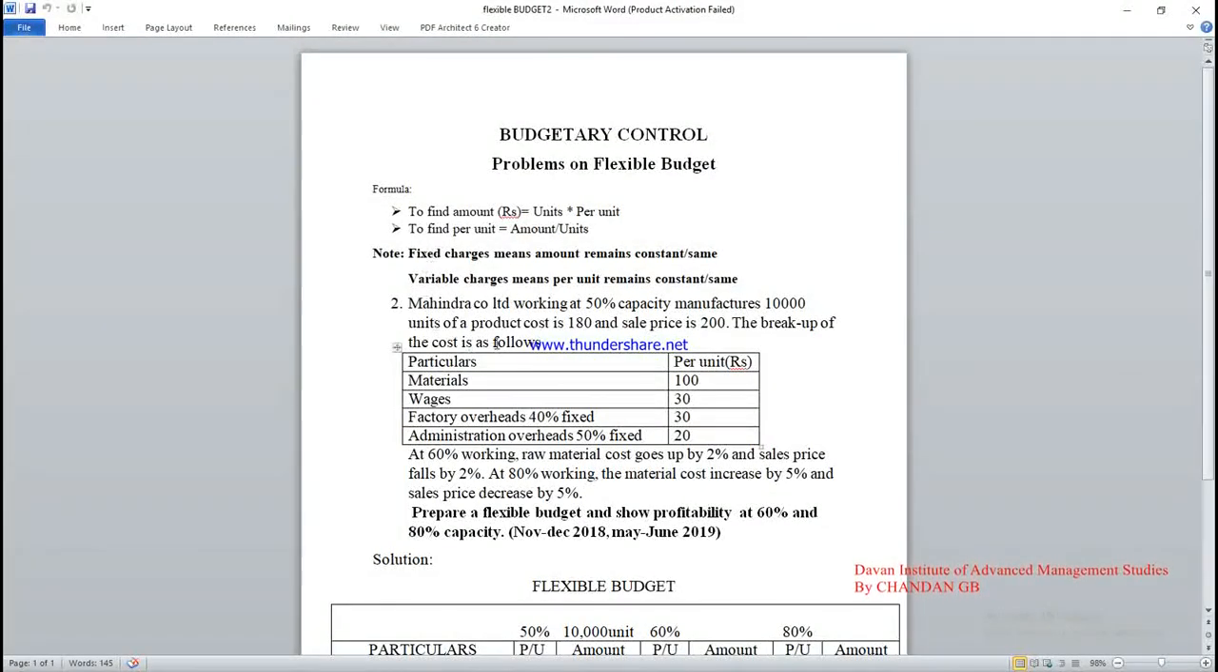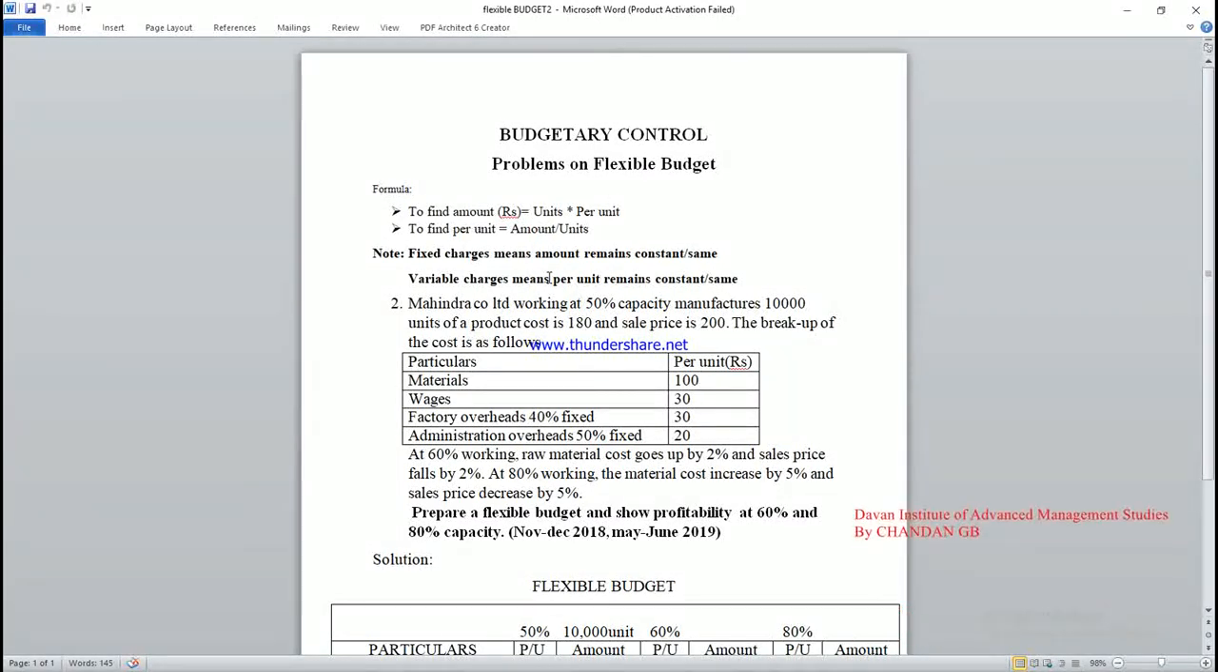See, the formula and the note remain the same for both methods. The formula, which you already know, is amount equals units into per unit, and per unit equals amount divided by units. The note: for fixed charges or fixed expenses, the amount remains the same and the per unit will change. In variable charges, the per unit remains the same and the amount will change with the units. Let us check the second problem.